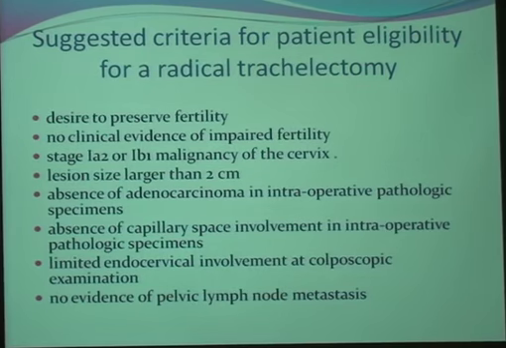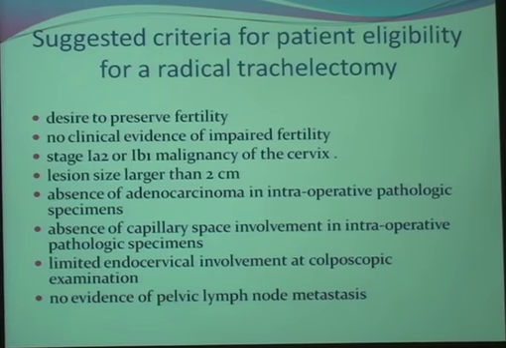Unfortunately, cancer cervix affects a young age group of patients. That's why we are searching for more conservative surgery for fertility sparing. How do we decide if a patient is suitable for radical trachelectomy or cervicectomy? If the patient desires to preserve fertility, if there is no clinical evidence of impaired fertility, in stage 1A or 1B malignancy of the cervix, lesions less than 2 cm, absence of adenocarcinoma and intraoperative pathological displacement, absence of lymphovascular space involvement in intraoperative pathology.